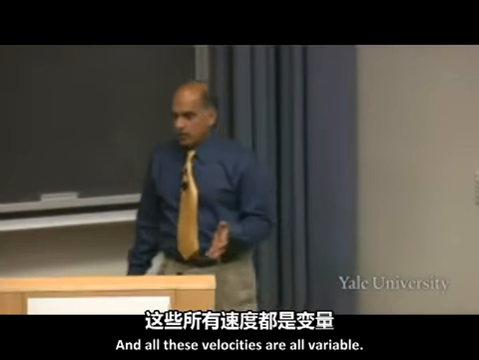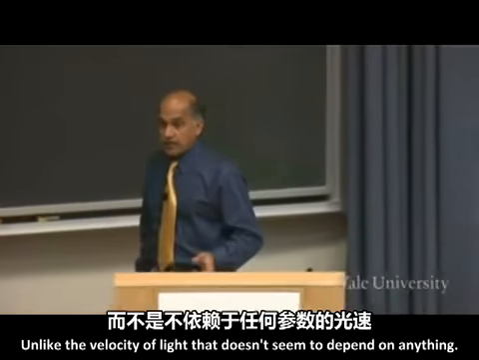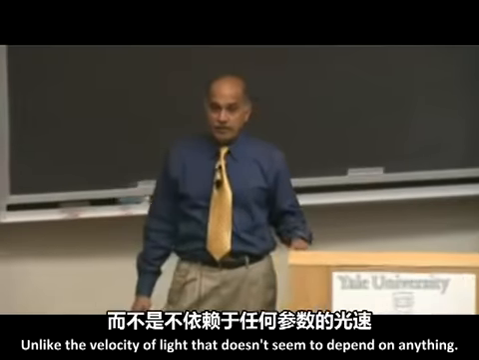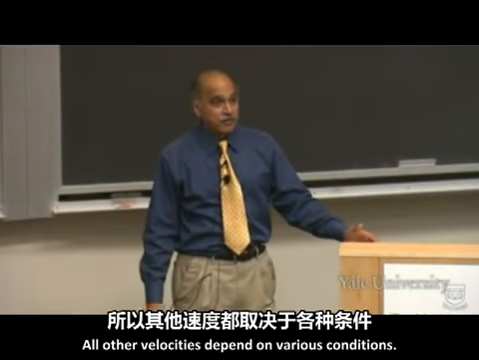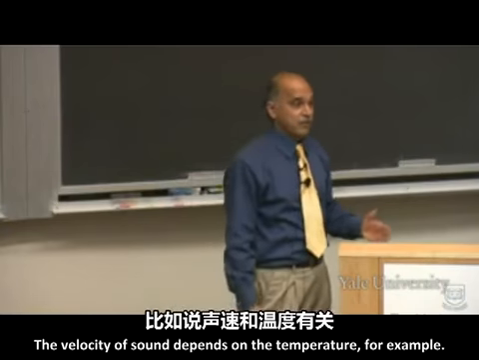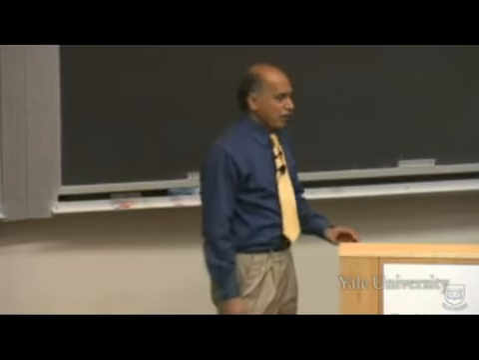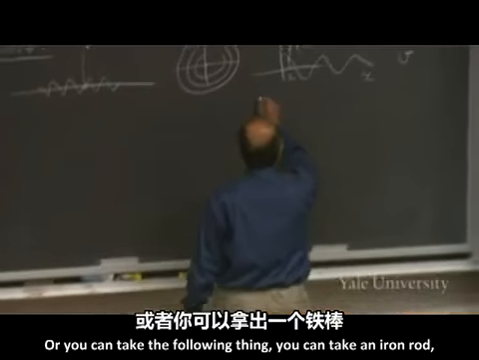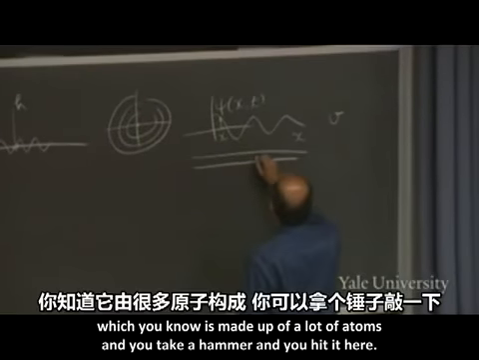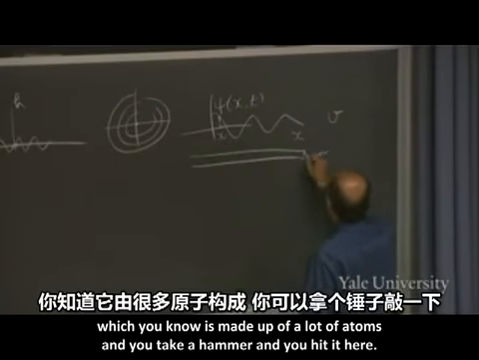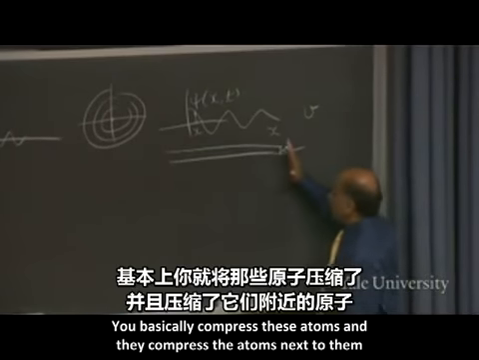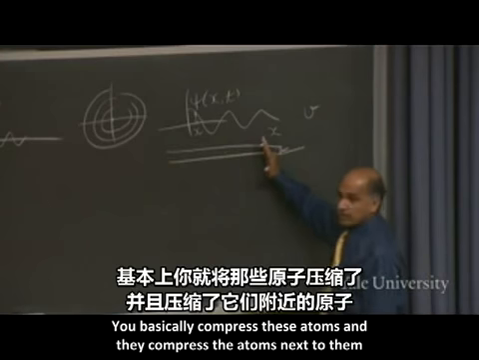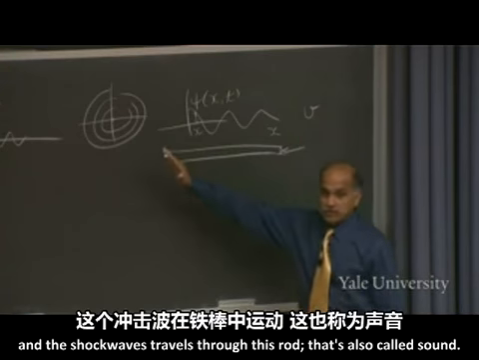Now, these velocities are all variable. Unlike the velocity of light, that doesn't seem to depend on anything, all other velocities depend on various conditions. The velocity of sound depends on the temperature, for example. Or you can take the following thing. You can take an iron rod, which you know is made up of a lot of atoms, and you take a hammer and you hit it here. You compress these atoms, and they compress the atoms next to them, and the shock wave travels through this rod.